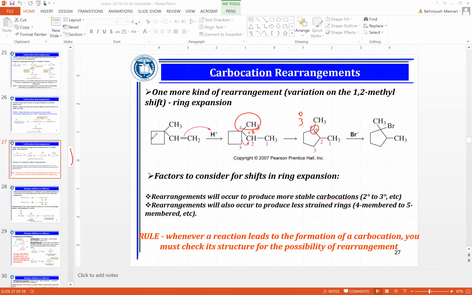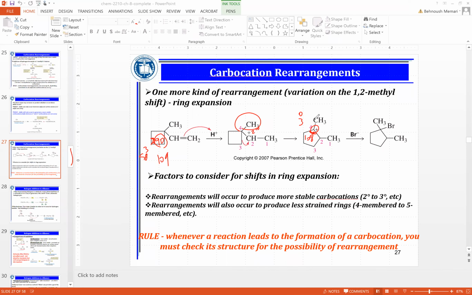The angle of strain here is 90 degrees. The sp3 is supposed to be 109.5, and it is actually 90 degrees, because we all know from math class that a square has 90-degree right angles all around. But in this case, for a pentagon, the bond angle is 108. So the angle strain also is being reduced.